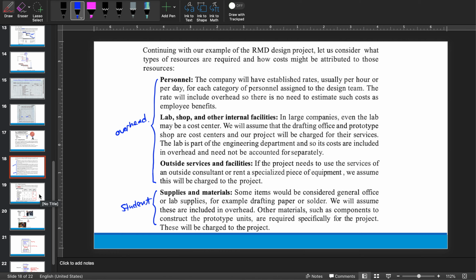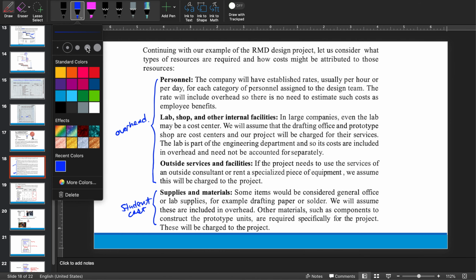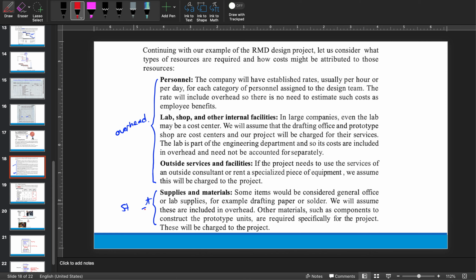So let's take a look at the student costs here. I think I'm going to write this out in red, actually. Before I go to the next slide, because I'm already peering at the next slide, I can see that it looks like I'm going to be looking at a red section here. So let's put this down here, red. Student cost.